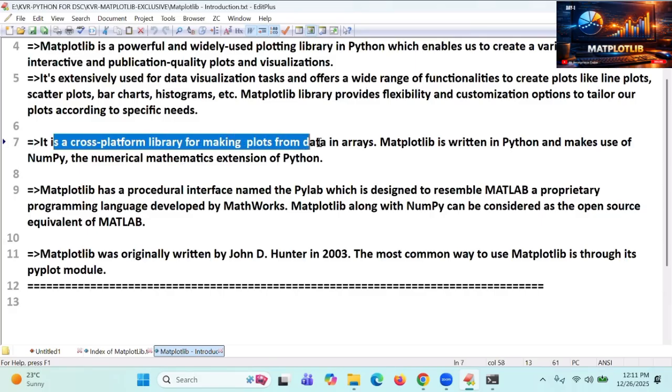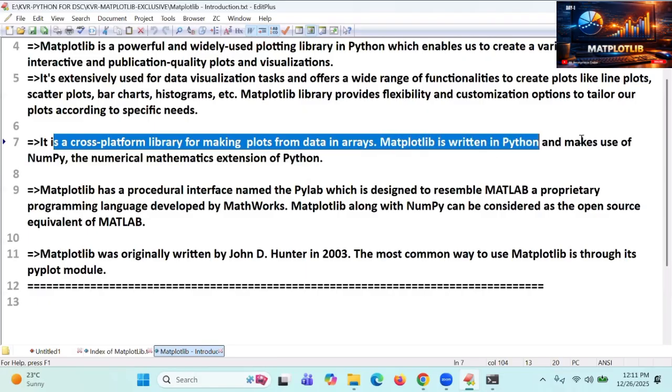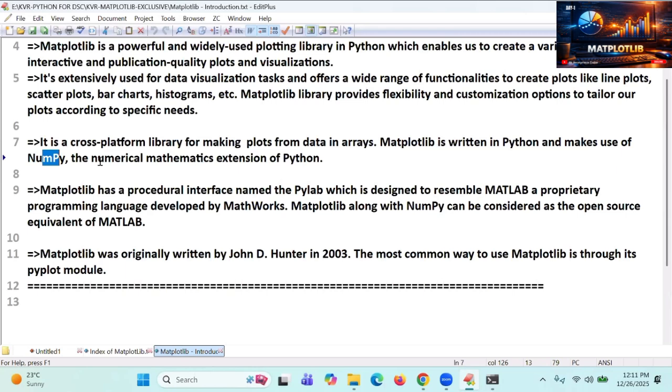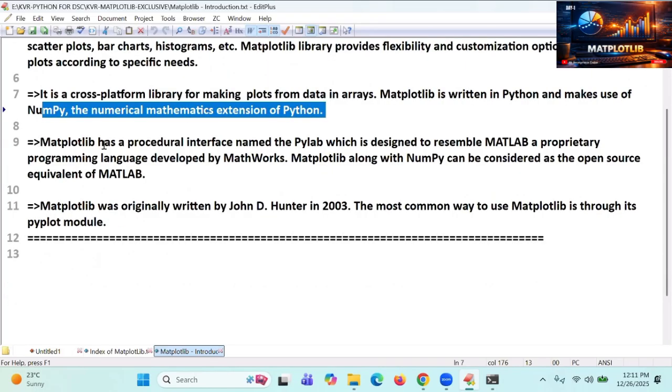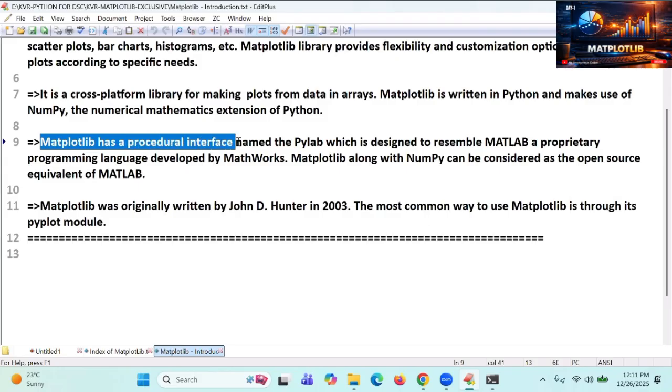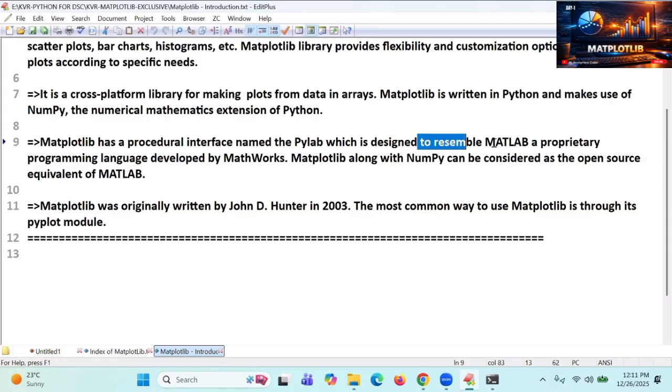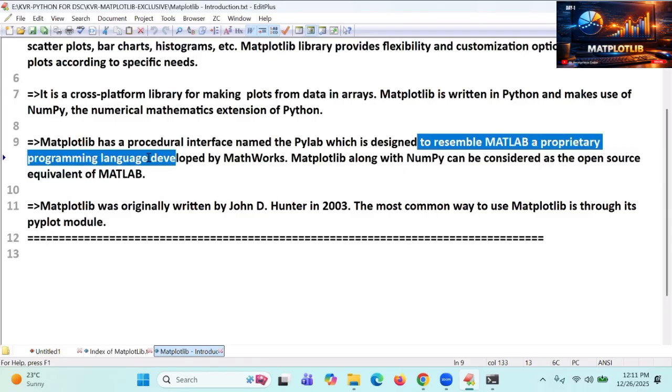For making plots for data in arrays, Matplotlib is written in Python and makes use of NumPy and numerical mathematical extensions of Python. All mathematical extensions are used in Matplotlib. Matplotlib has a procedural interface named PyLab, which comes before PyPlot. PyLab is designed to resemble MATLAB, a proprietary programming language developed by MathWorks.